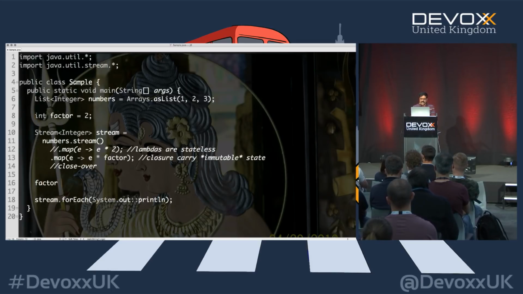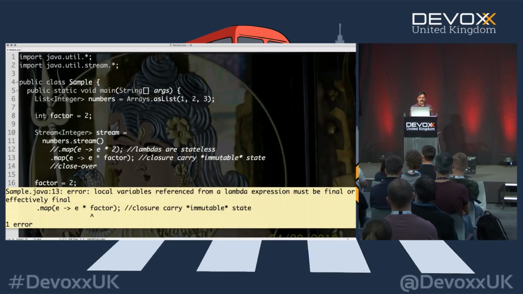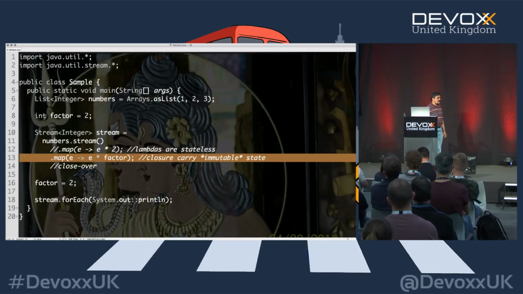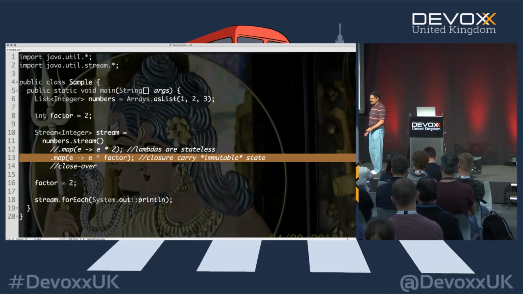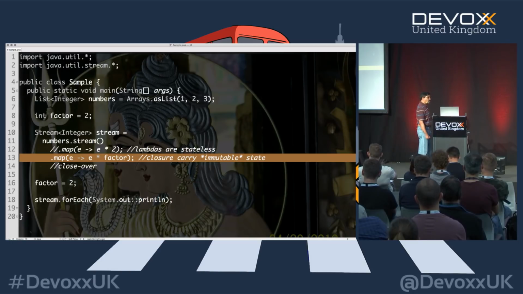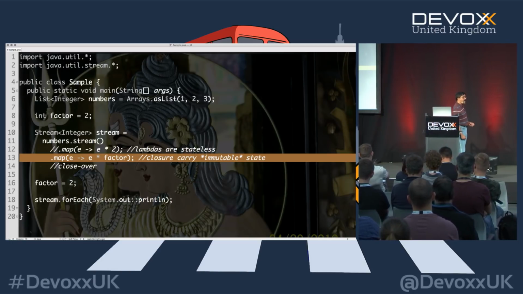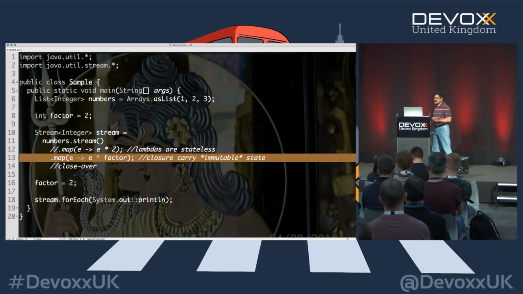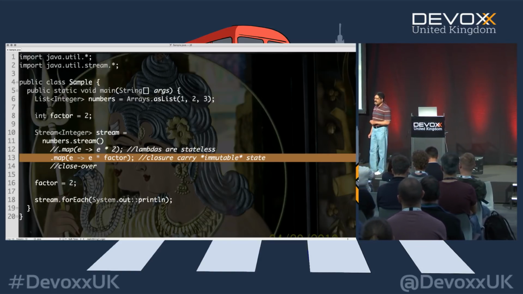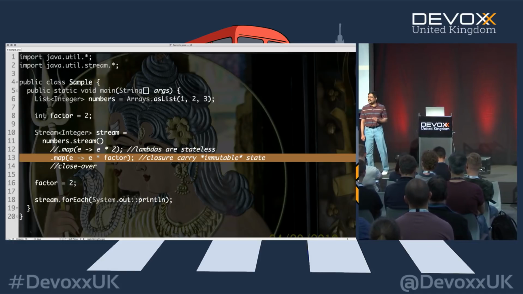However, if I now say factor equals 2, notice where you get the error. Java says on line number 13, not on line 16. Java says on line 13, do you realize your lambda is not pure? Please don't do this, because this is going to result in really bad behavior, and Java is trying to protect you. Well, good news and bad news. Java protected you here, but Java is not going to hunt you down.